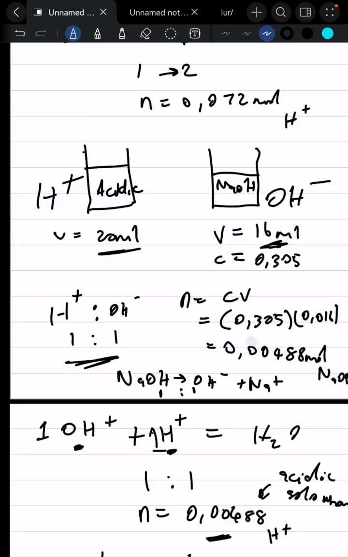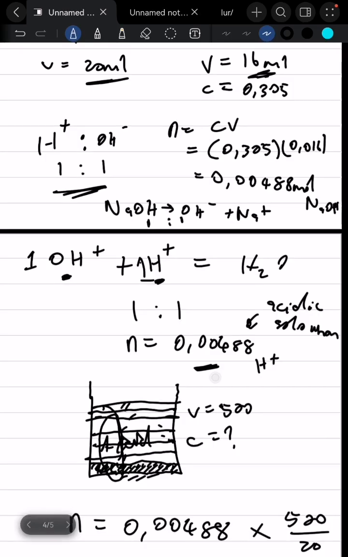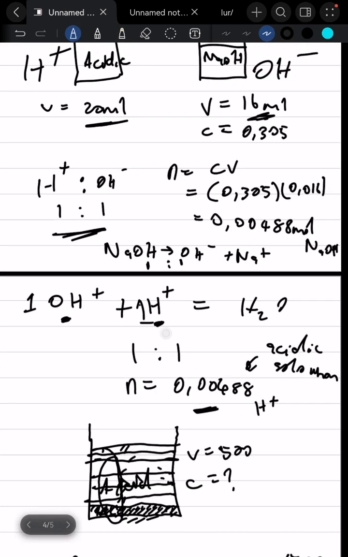If you have an acid and a base and they are completely neutralizing each other, they will have a ratio of 1:1. Then you got that concentration. Since the ratio is available, which is 1:1, you now have the number of moles that will be coming from the acidic solution of volume 20 milliliters. Those number of moles are 0.00488.